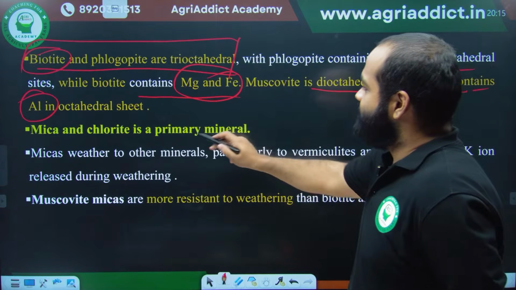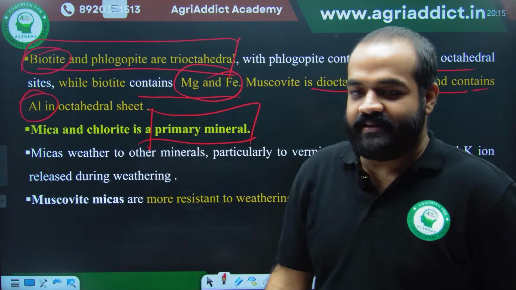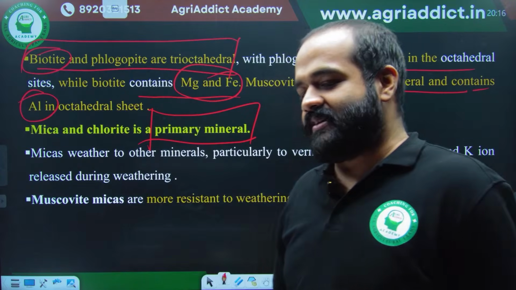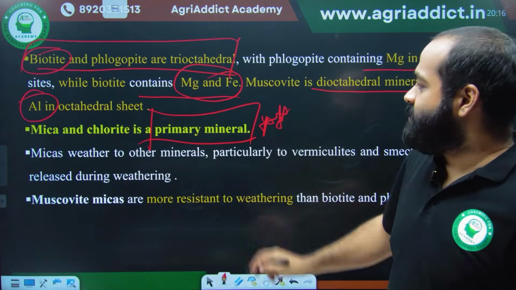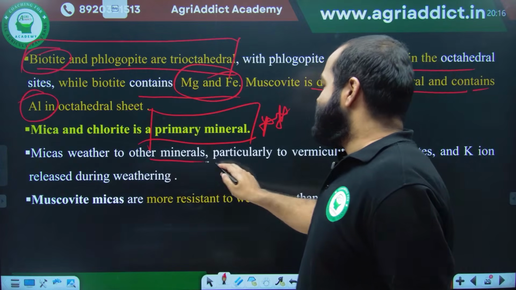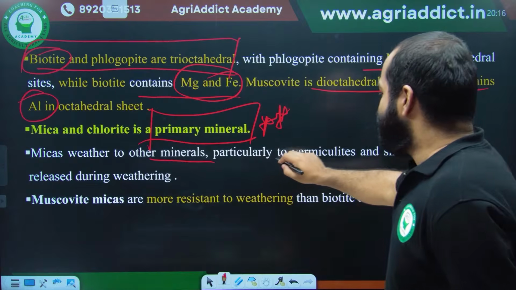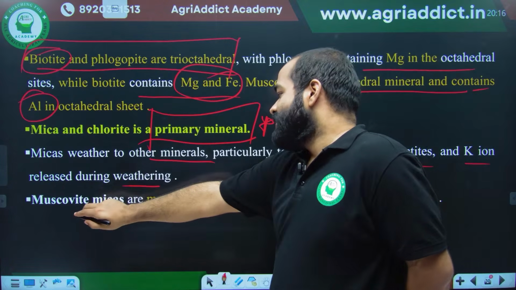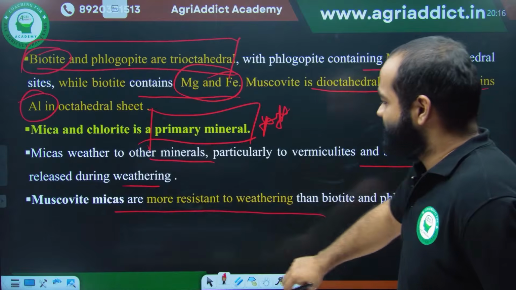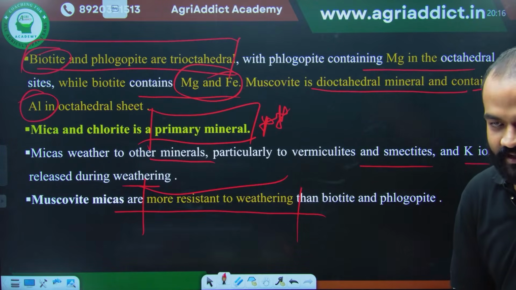Mica and chlorite are primary minerals. This is very important. All the other clay minerals we study, kaolinite, smectite, everything is secondary. Mica and chlorite come under primary minerals. Micas weather to other minerals; in the new ISSS there is also mica weathering, particularly to vermiculite and smectite, and K+ ion is released during weathering. Muscovite micas are more resistant to weathering. This I have already explained in detail. All right.